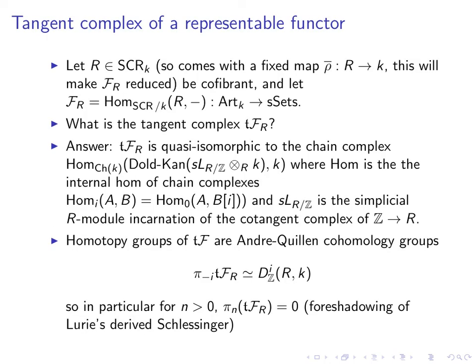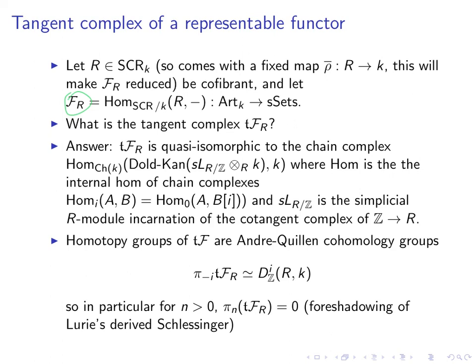Let R be a simplicial commutative ring. It doesn't have to be Artin, but it does have to have a map from R to K, and that will make the associated functor of maps out of R a reduced functor. So f sub R is the functor represented by R. The question we want to address is: what is the tangent complex of this functor? I'll say the answer on this slide and explain a little bit on the next slide.